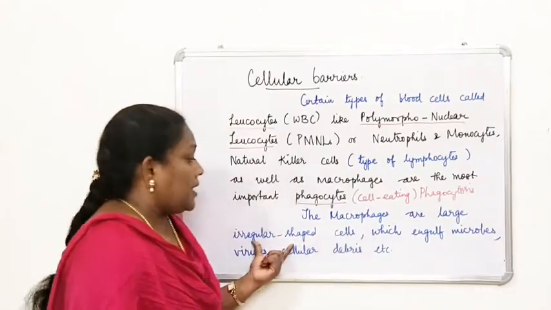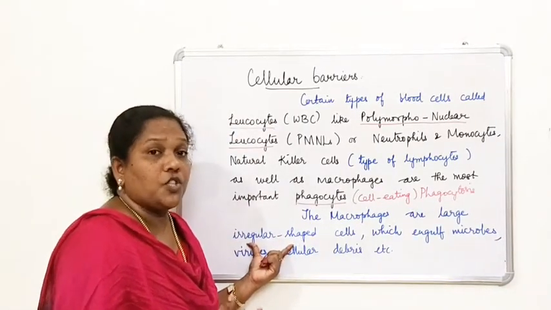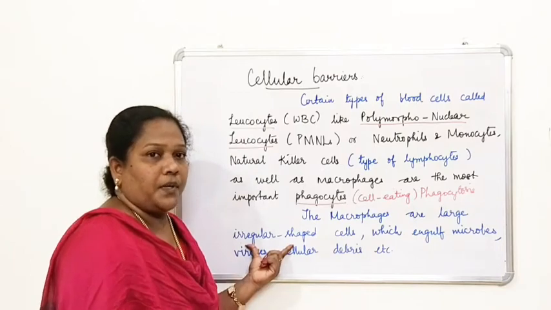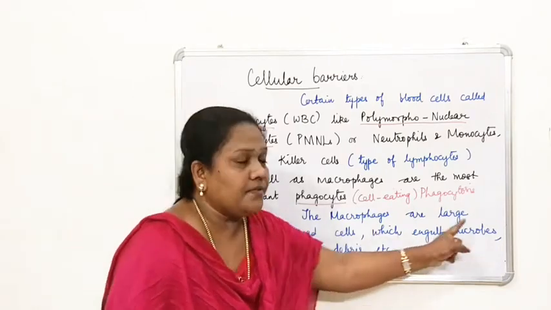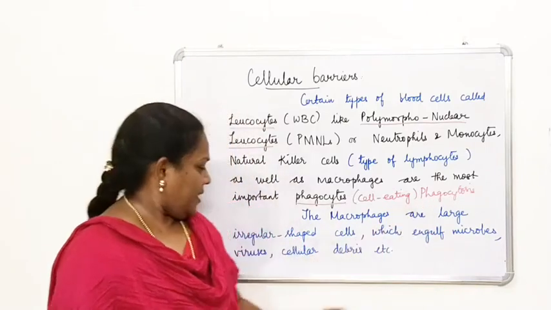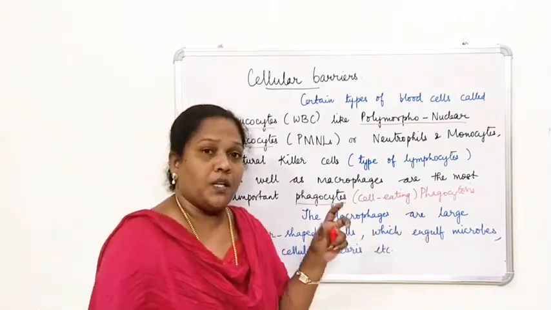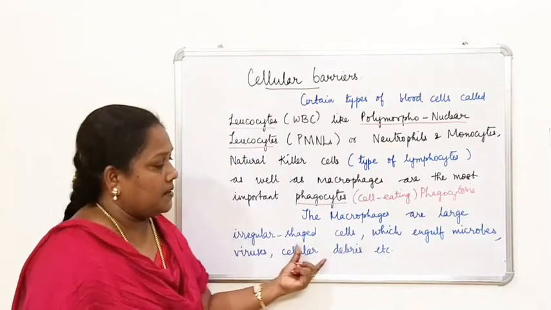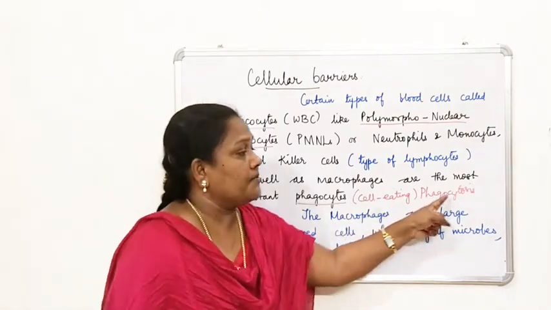The macrophages are large and irregular in shape. So there is no fixed shape. You can't describe the shape, right? So it is irregular in shape, and it engulfs the microbes. The process of engulfing microbes is what you call phagocytosis. Understood? So what does it engulf? Microbes and viruses, then cellular debris, right? That is why you use the term phagocytosis.